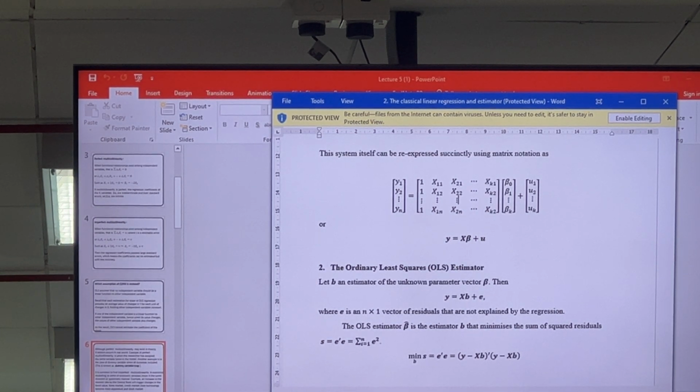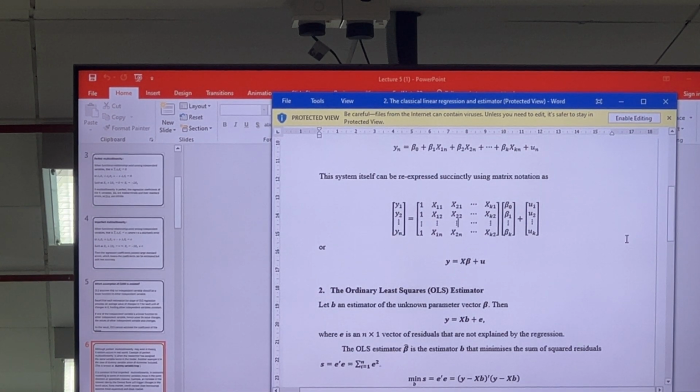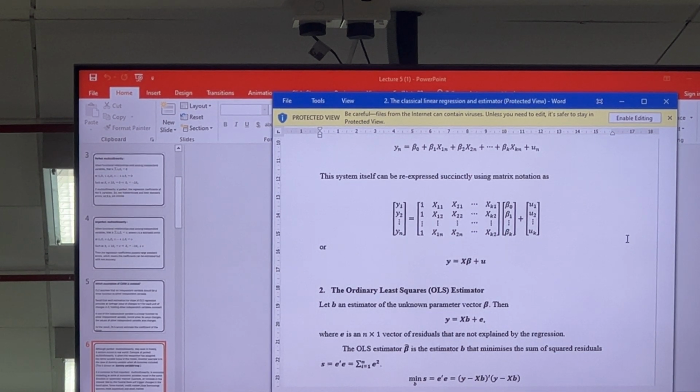Remember, the first column is all equal to 1. Why? Because we have beta 0, the intercept. So when you multiply beta 0, you get beta 0 times 1. So that's what we call the dummy variable trap. The dummy variable trap is a situation when we include a dummy variable for all categories.